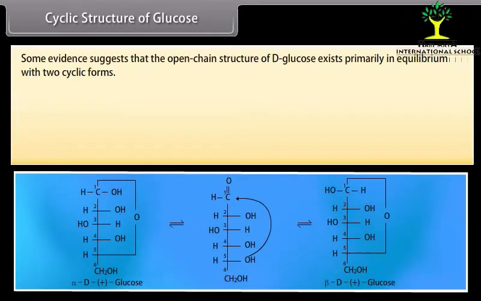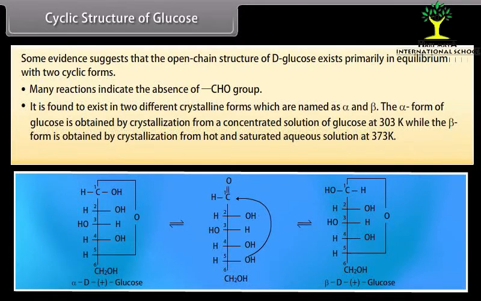Cyclic structure of glucose. Some evidence suggests that the open chain structure of D-glucose exists primarily in equilibrium with two cyclic forms. Many reactions indicate the absence of the CHO group. It is found to exist in two different crystalline forms, which are named alpha and beta. The alpha form of glucose is obtained by crystallization from a concentrated solution of glucose at 303 Kelvin, while the beta form is obtained by crystallization from hot and saturated aqueous solution at 373 Kelvin.